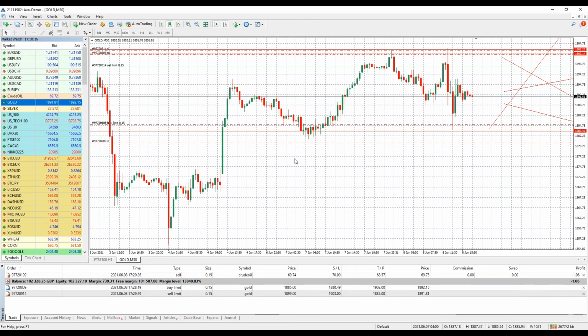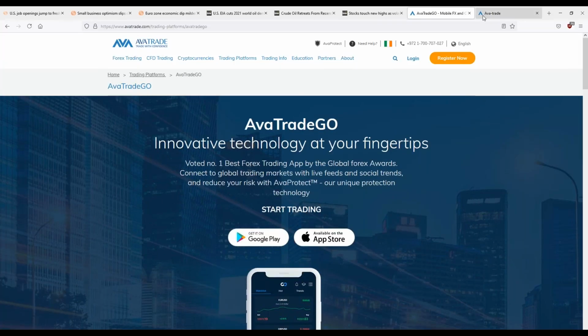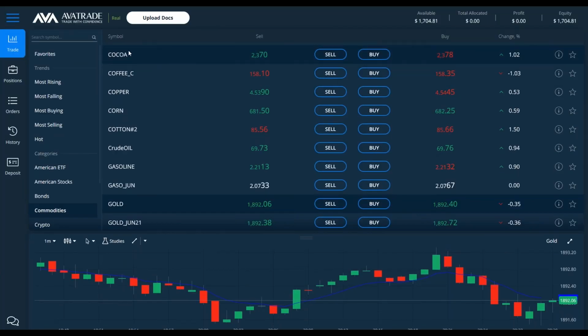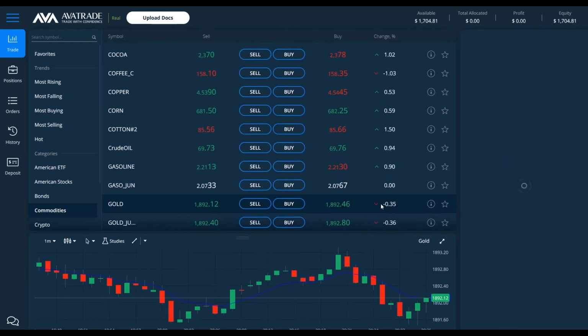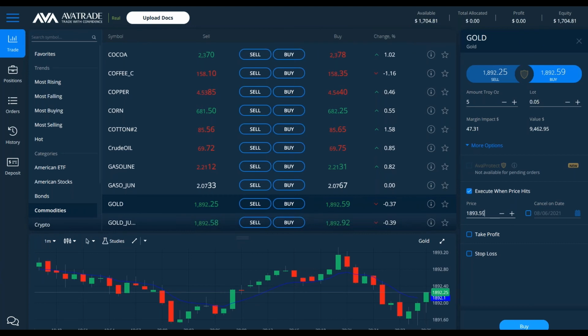So that you don't have that type of potential confusion, if you place your pending orders from the web trader, let me show you. If you go to the web trader platform, and if I was trying to place a pending order on gold, all I have to do is put execute when price hits. I put the price I want it to buy or sell from, and that's it. It never asks me whether it's a buy limit, a sell limit, a buy stop, or a sell stop. The platform will already know.